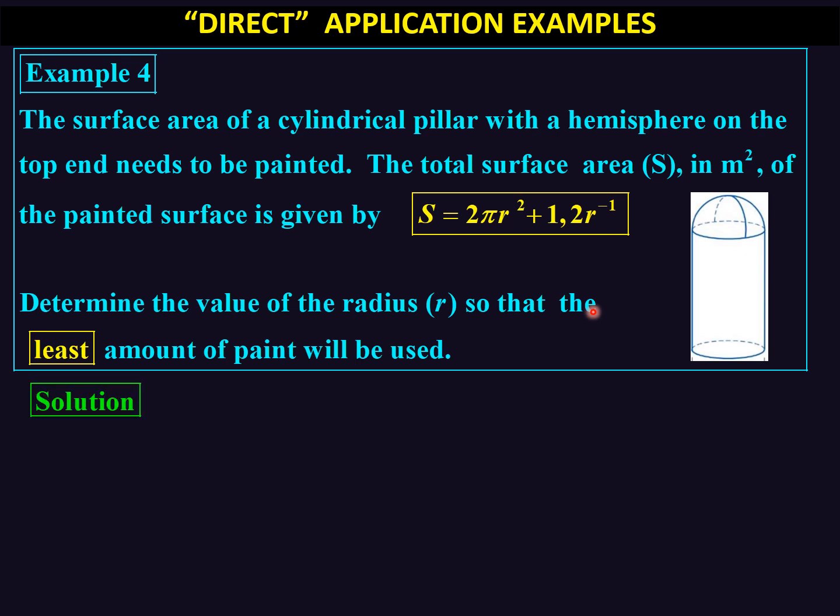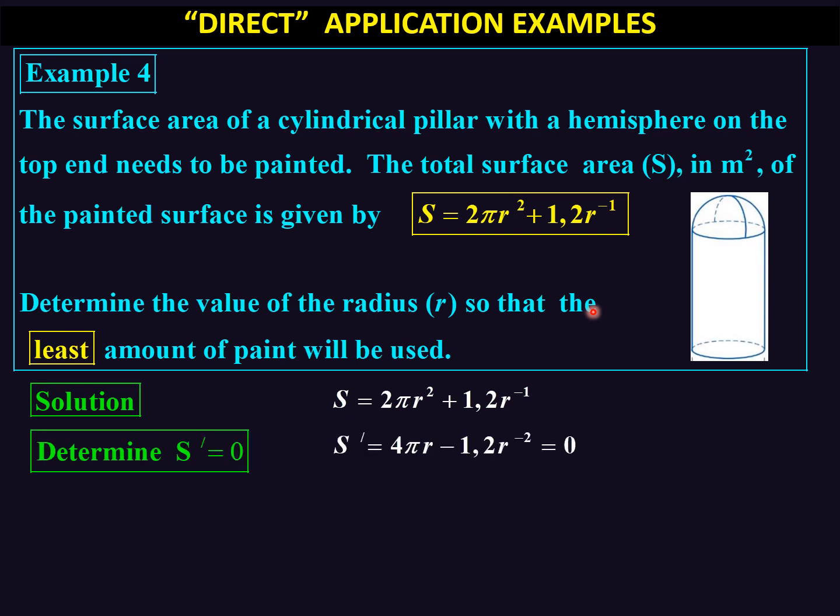So, procedure again, objective function is given. Just be careful now with the derivative. Let's try that first before we show the result. That's correct: 2 pi r minus 1,2 r to the negative 2. And we equate it to 0. Now this is not a linear function. Let's be a little bit more careful. Let's transpose the negative 1,2 r to the negative 2. And what is r to the negative 2? You can also write it as 1,2 over r squared.